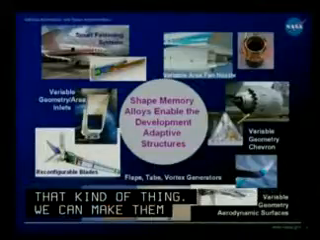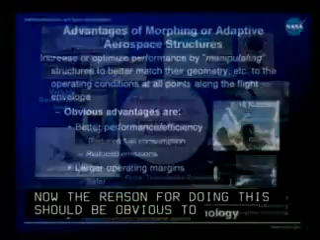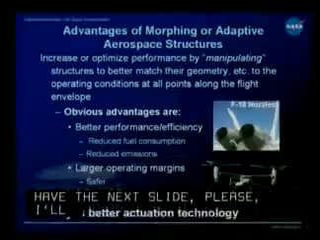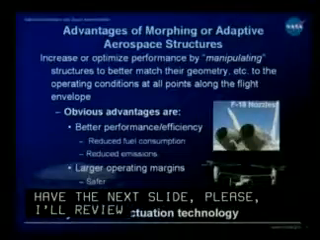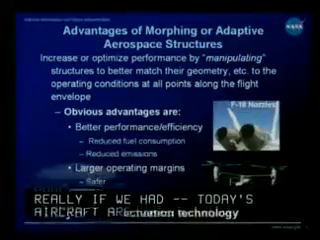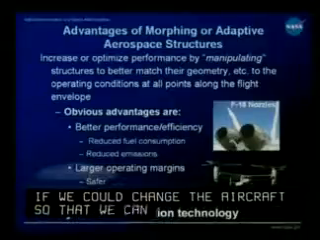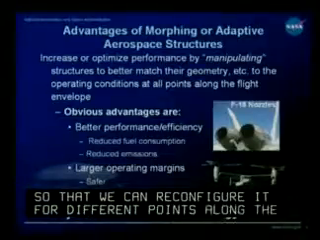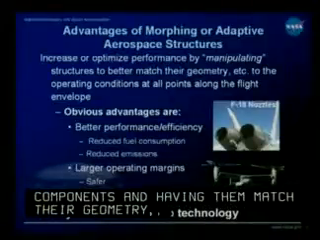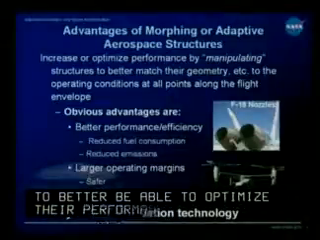Now, the reason for doing that should be obvious to everybody in this audience, but if I could have the next slide, please, I'll just review it for cursory purposes. Today aircraft are really designed to operate at a fixed operating point, but if we could change the aircraft so that we could reconfigure it for different points along the flight envelope, by taking major components and having them match their geometry, form, function, to better optimize their performance along different parts of the flight envelope, the whole aircraft is better equipped.